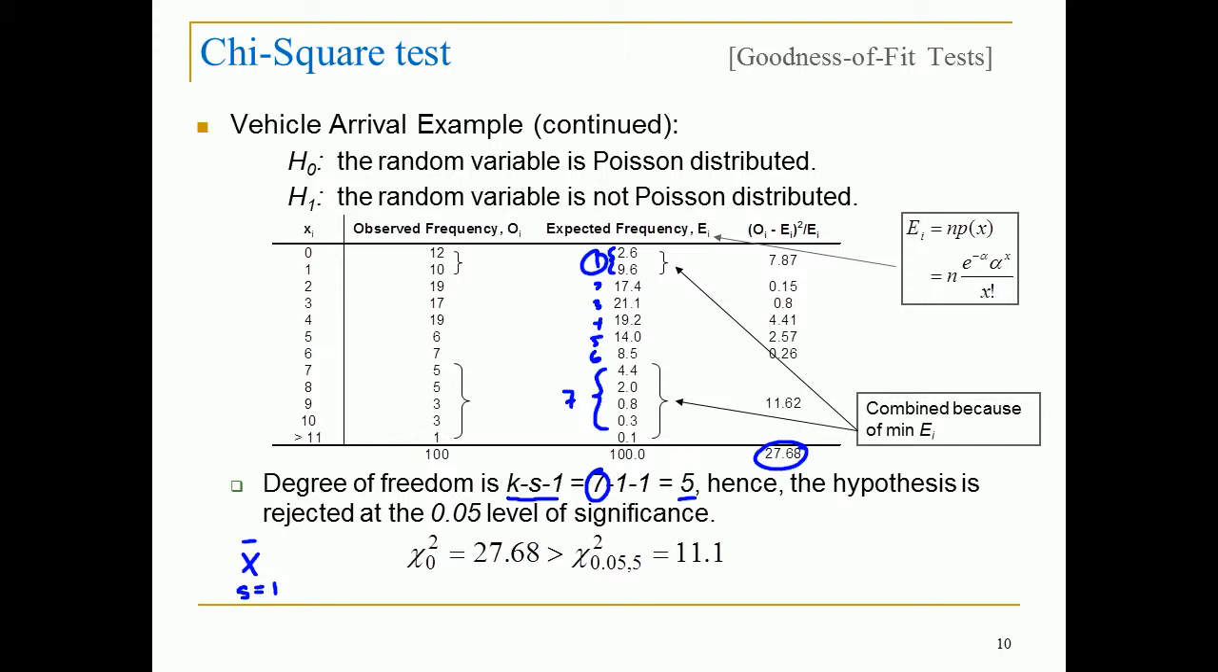And using that information, you can get the tabulated value of the chi-square. Since our observed value is greater than that value, then we can reject the hypothesis. Okay?